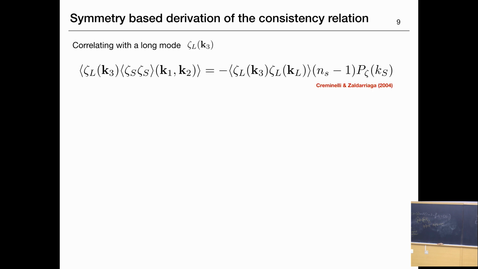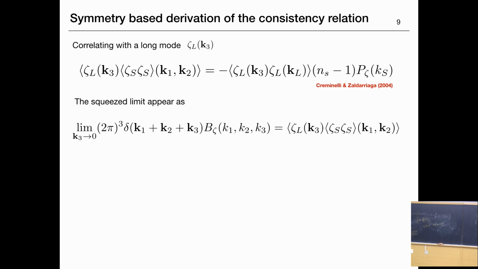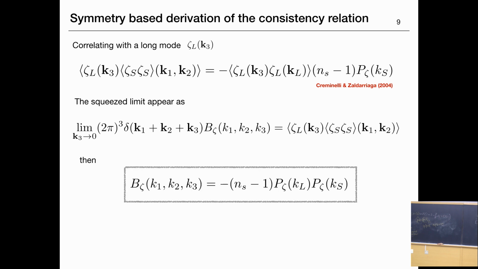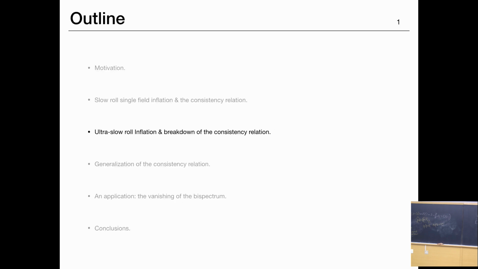That was found by Creminelli and Zaldarriaga. So we know that the squeezed limit appears at the limit when k3 goes to 0, in this way. So we have recovered the standard Maldacena result in a clearer way. Okay, now I have all the ingredients. I will talk about what we did.